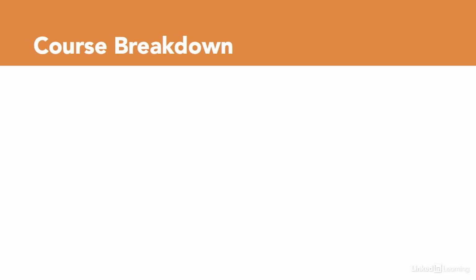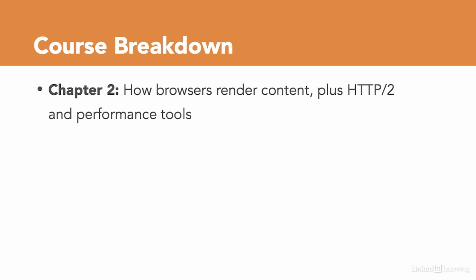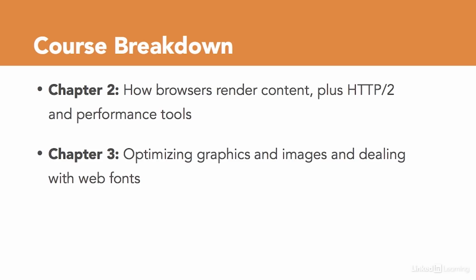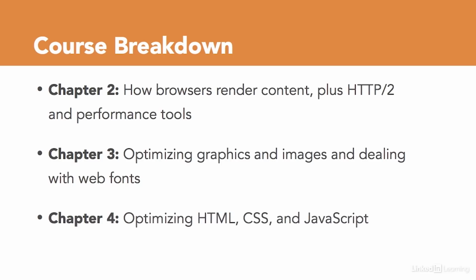Here's how the course breaks down. In Chapter 2, we'll take a closer look at how browsers render content, what HTTP2 is, different tools for measuring site performance, and discuss the concept of performance budgets. In Chapter 3, we'll take a deep dive into optimizing graphics, images, and fonts for performance, and I'll introduce you to tools and techniques to automate this process as much as possible. In Chapter 4, we'll focus on optimizing code, HTML, CSS, and JavaScript. I'll show you different tools you can use to automate your development process and generate optimized code.